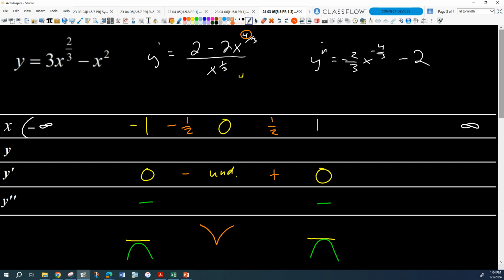What's the value of my function at 0? 0. So there's a point, right? What's the value of my function at 1? 2. 1 to the 2/3 is 1. Yeah, so it's 2, isn't it? I get 3 times 1 minus 1 squared, 2. What's the value at negative 1? 2. Yep, because that's even, so I'm going to get the same result, and that's even, isn't it?